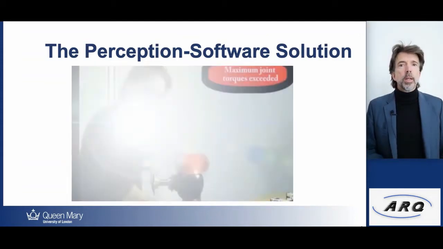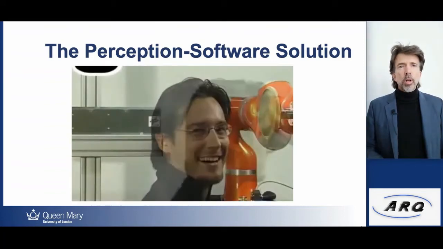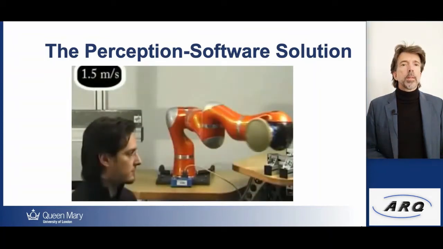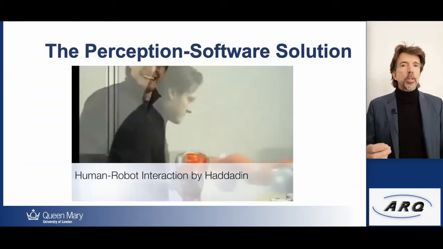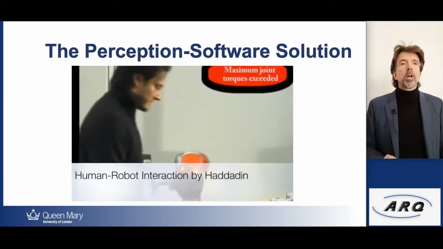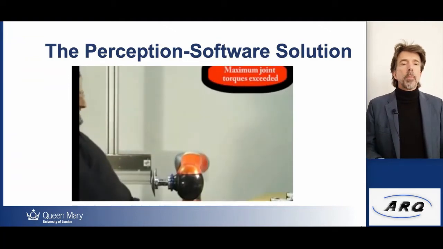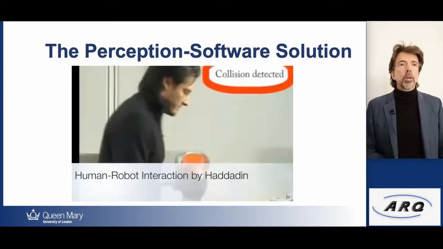And we see here Sami Haddadin from the Technical University of Munich, who has programmed the robot to stop at the very moment that it is colliding with his body. The idea is to use perception, very similar to what I spoke about earlier, to have force sensors integrated into the robot and to use them to control the robot when the collision is occurring.